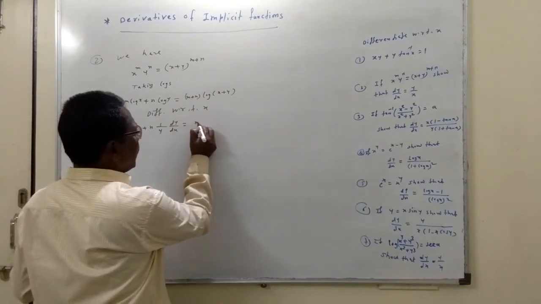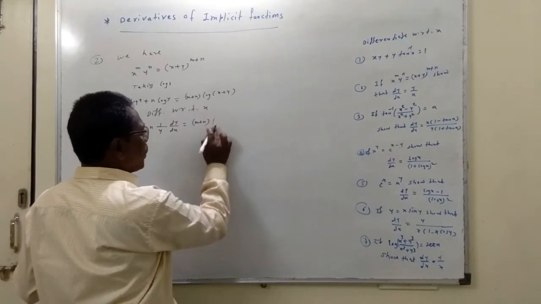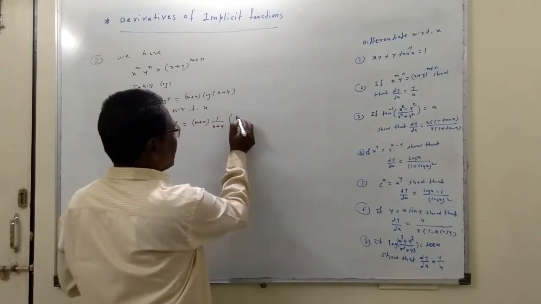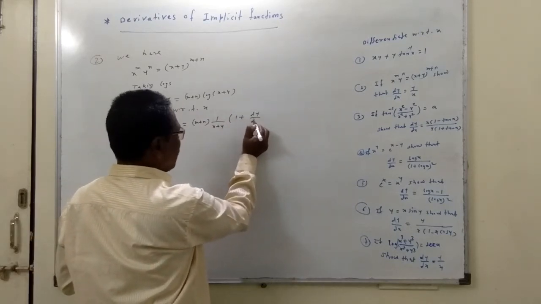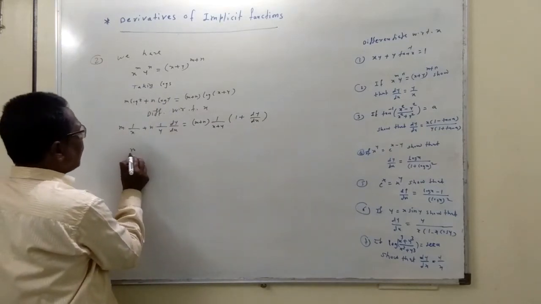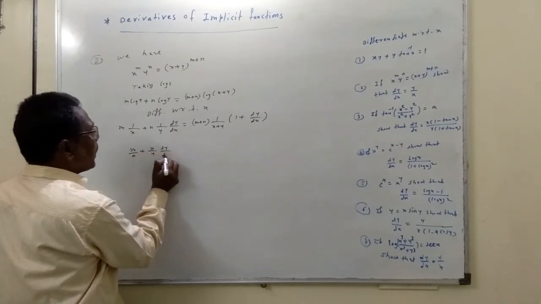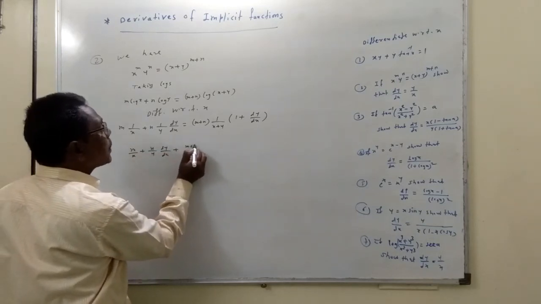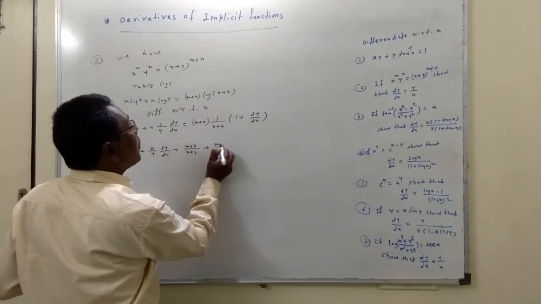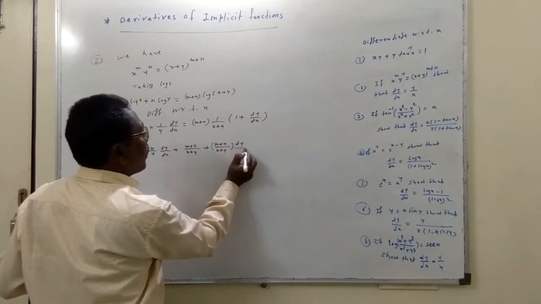So that is equal to (m plus n) constant into derivative of log, which is 1 upon (x plus y), into derivative of x plus y. Derivative of x is 1 and of y is dy by dx. So this is m upon x plus n upon y dy by dx, equals (m plus n) upon (x plus y) plus (m plus n) upon (x plus y) into dy by dx.